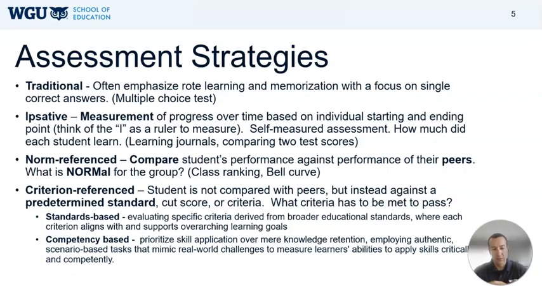Then we have norm-referenced assessment strategies. And I like to think of this sometimes as "what's normal." And I use that in finger quotes because what is normal is always changing. But what we mean by that is what's sort of normal for a particular group that we're looking at. So what we're after here is to compare student performance against their peers. So we're going to take into account how others are performing on a particular assessment.